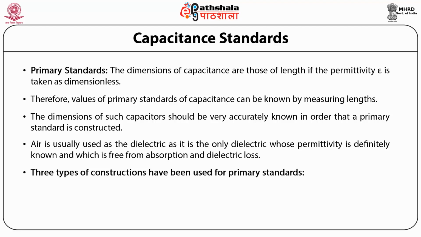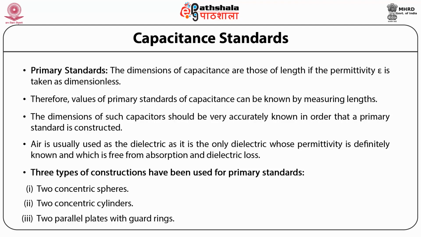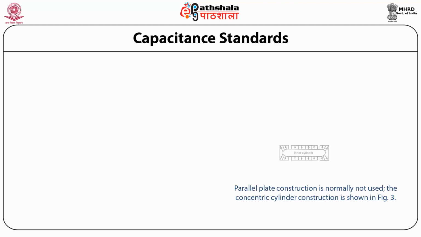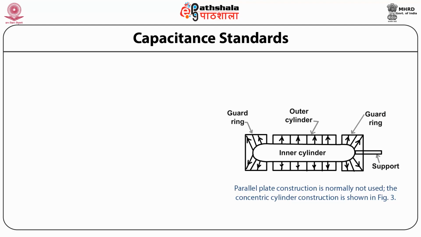Three types of constructions have been used for primary standards. First, two concentric spheres. Second, two concentric cylinders. Third, two parallel plates with guard rings. Parallel plate construction is normally not used. The concentric cylinder construction is shown in figure 3.